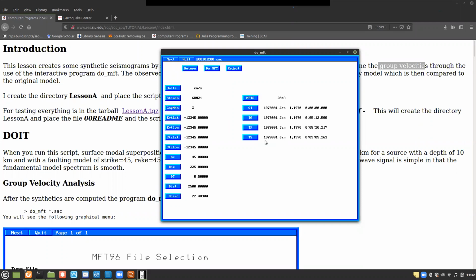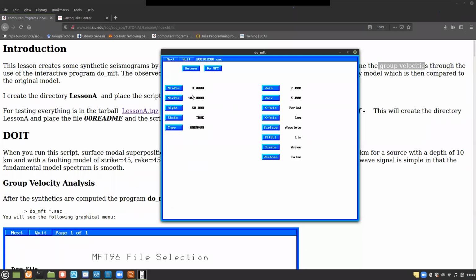Let's say if you download, I think you did something about downloading signals last week. If you download a waveform, it comes with some metadata, okay? And this metadata contains the depth, the location, and everything, okay? So you have this information. So the program picks it up, and you just have to set the unit in this case, and then you go to do MFT. And now it gives you some other choices.